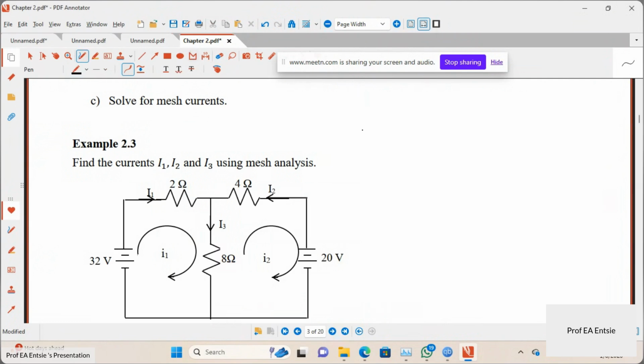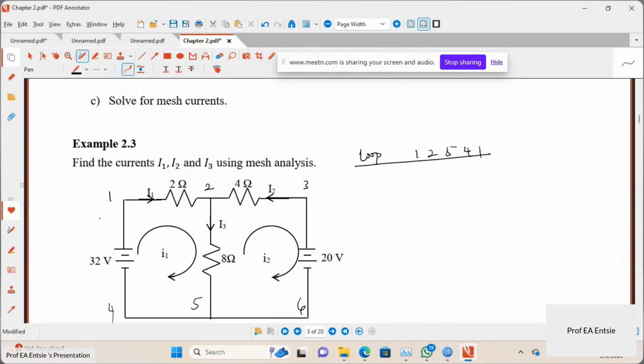So let me call the loops. Now let me use numbers. So 1, 2, 3, 4, 5, 6. Nobody has told you to use letters. So let's assume loop 1, 2, 5, 4, 1. So that's the first loop here. Are you okay? The first loop, which is assigned current of what? I1.